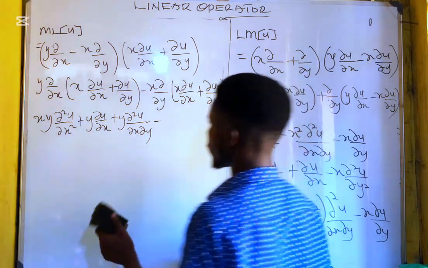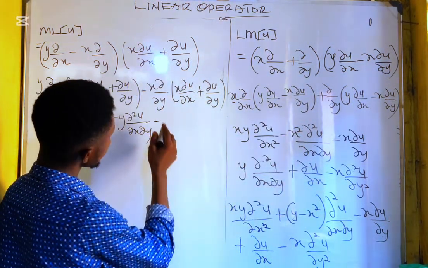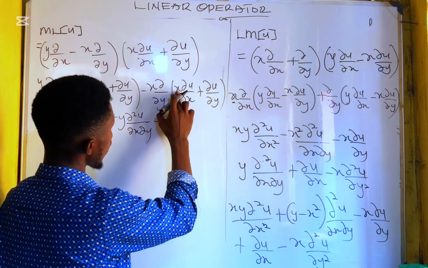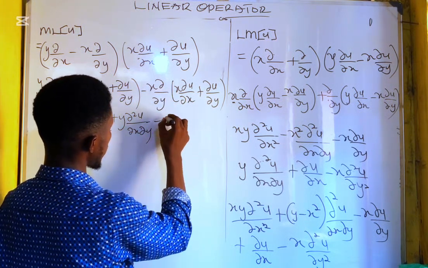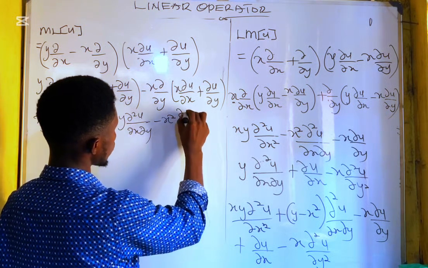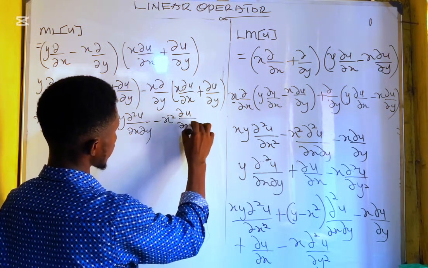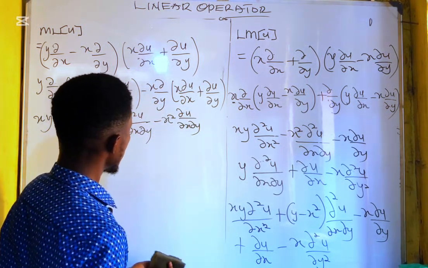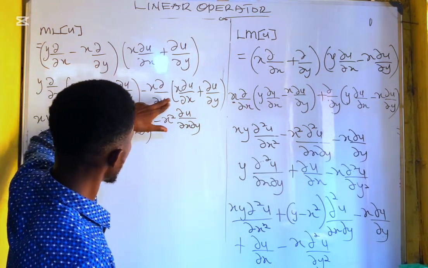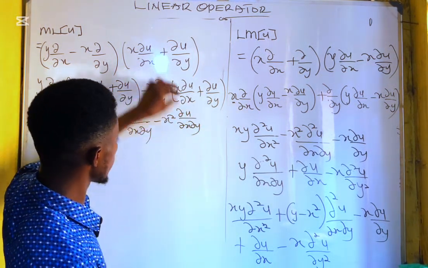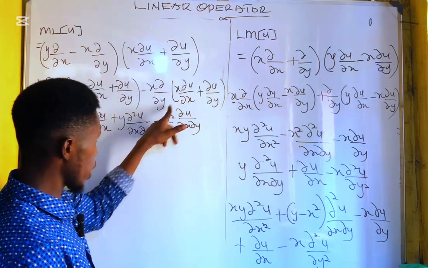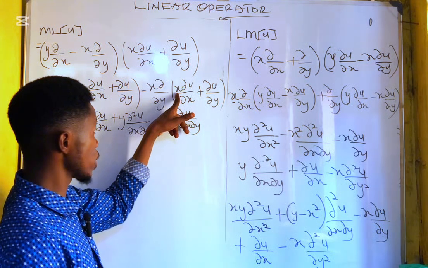Then the next one, this one, with respect to y. If I hold x here, this x multiplies this, that will be x². Then differentiate this one, that will be ∂²u/∂x∂y. Because of the negative, everything will be negative. Now I'm going to hold this and differentiate this with respect to y, it will go to 0 because that will be treated as constant.